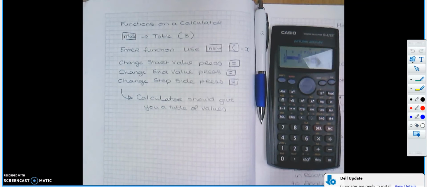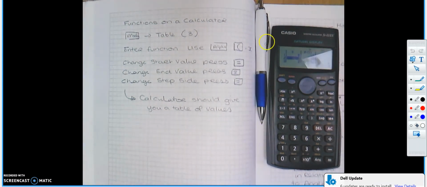Okay? So they are functions and they are on paper 1 of your exam. Hopefully that helps.